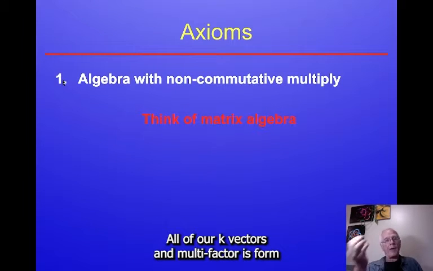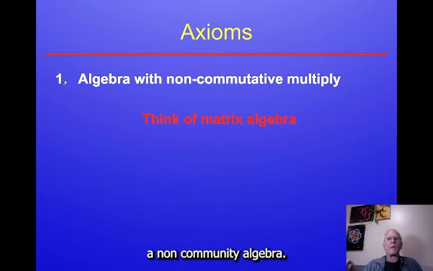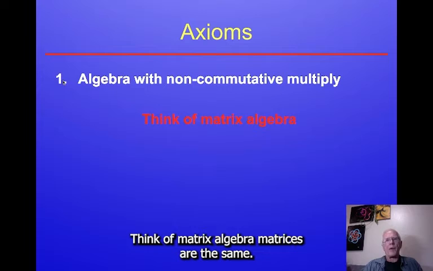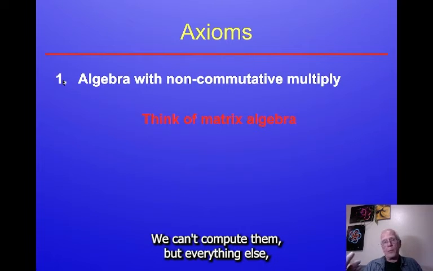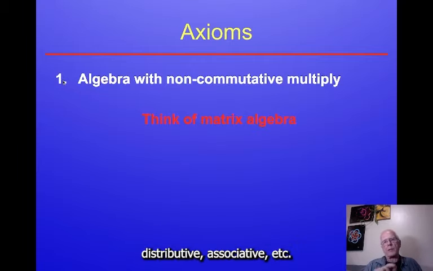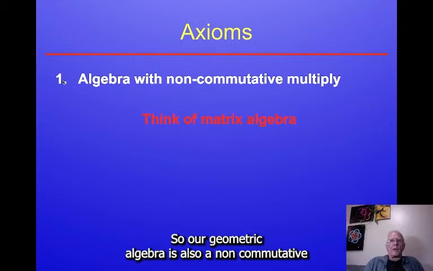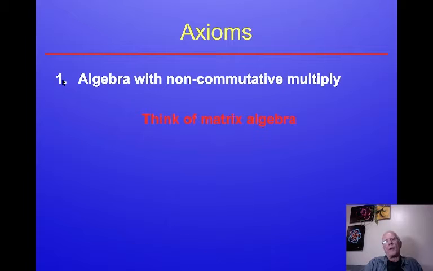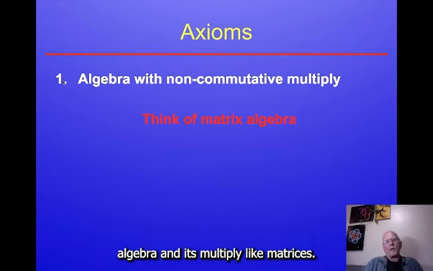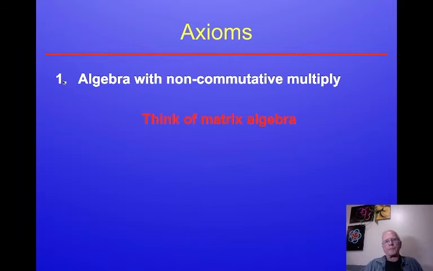All of our k vectors and multivectors form a non-commutative algebra. Think of matrix algebra. Matrices are the same. We can't commute them, but everything else, distributive, associative, etc., that's a matrix algebra. So our geometric algebra is also a non-commutative algebra in its multiply, like matrices.